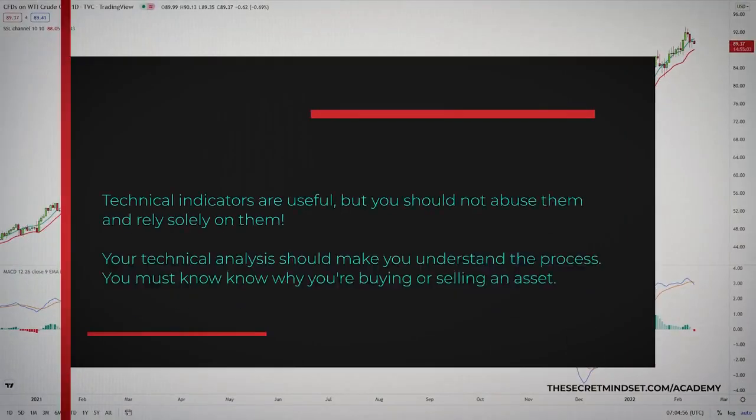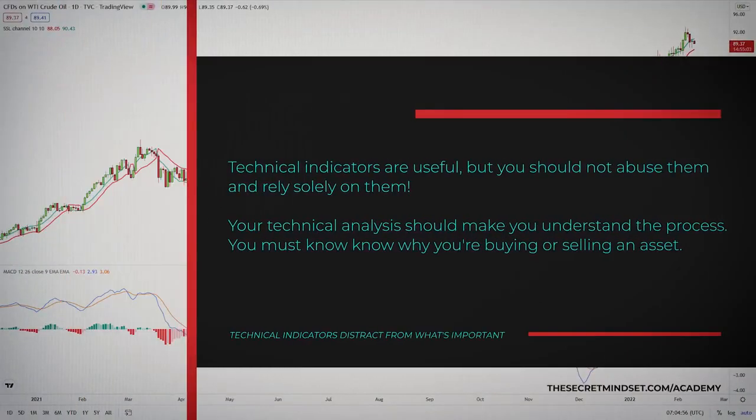I'm not saying that technical indicators are not useful. The issue is that many traders abuse them. They add two moving averages and take crossover signals without understanding the process. They don't even know why they are buying or selling.